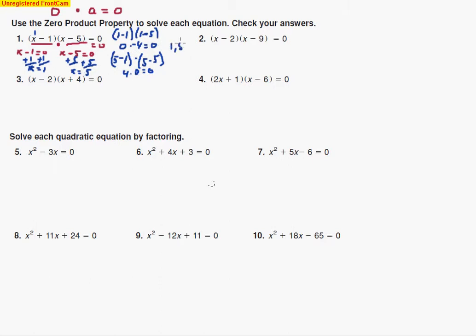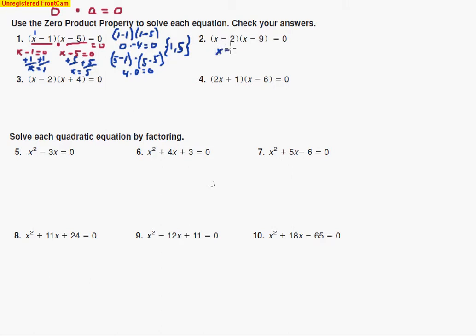So these we call x-intercepts, we call them roots, we call them zeros, we call them solutions of the quadratic. And that's what we have. So 1 and 5, I'll put it in my solution set. So that's all you're going to be doing. So the problems that are already set up for you go pretty quick.